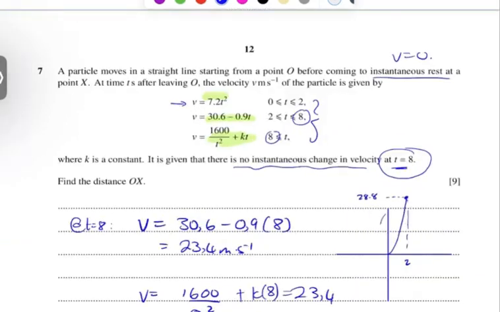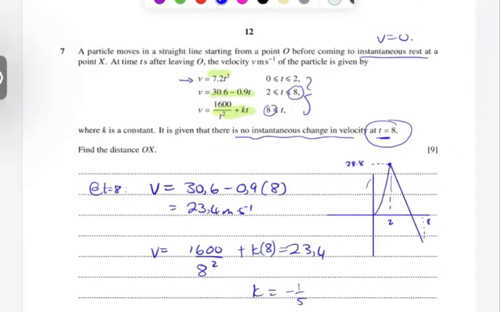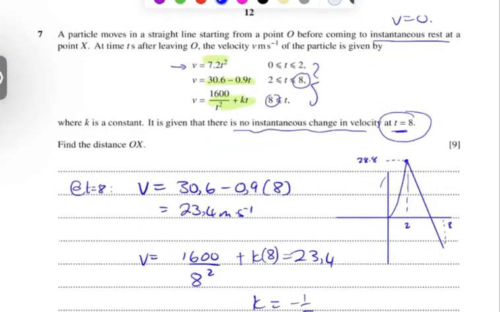Okay, then we've got a straight line with a negative velocity. So I just want to work out what's happening at 8. We already worked that out. It's 23.4. So it's probably not going to cross the x-axis.